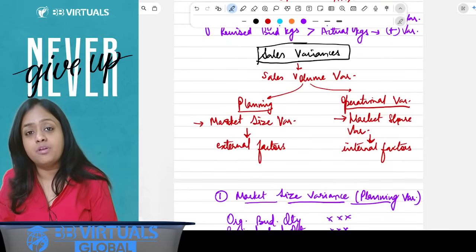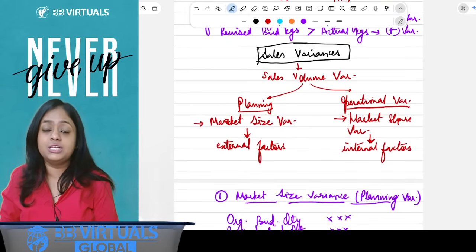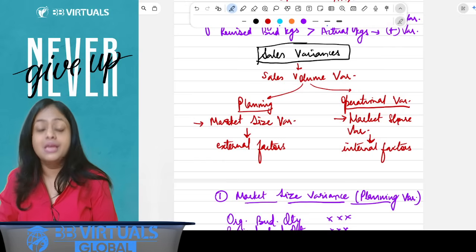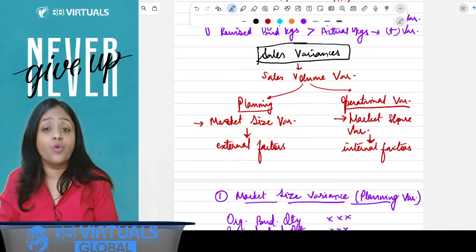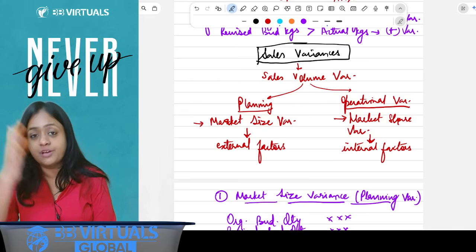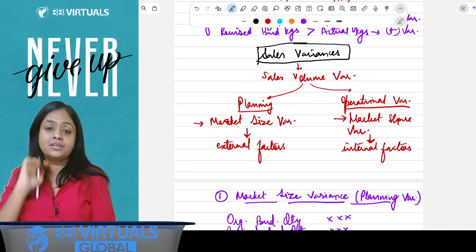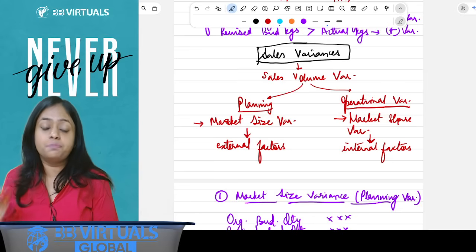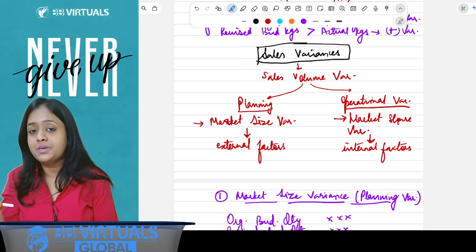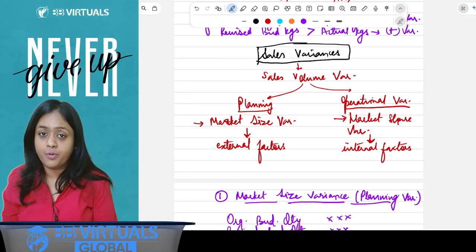Now, just like on materials, on the same lines, we can calculate labor variances. Let's check the sales variances. So here again, we have sales volume variance, which we further subcategorize into two categories: planning and operational. Sales planning variance is typically known as market size variance, because it looks at a larger point of view.